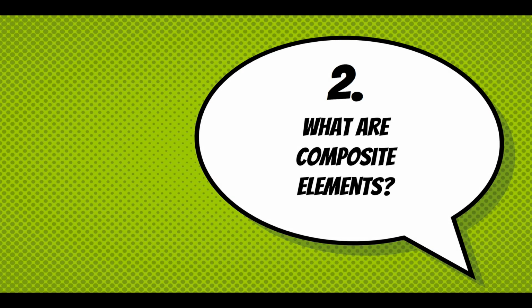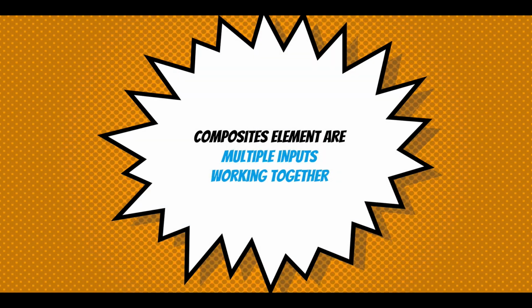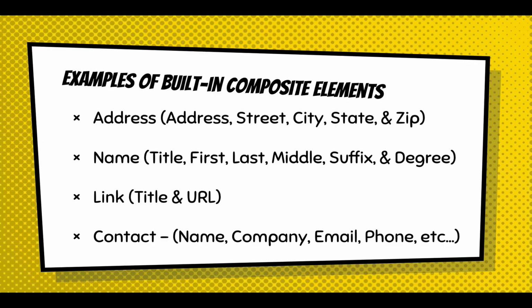And we'll start with composite elements. So what are composite elements? Composite elements are multiple inputs working together. And the examples of built-in composite elements in the Webform module are an address, a name where you're getting a title, first name, last name, middle, suffix, and degree. And even a link is a composite element because you're getting a title and URL.